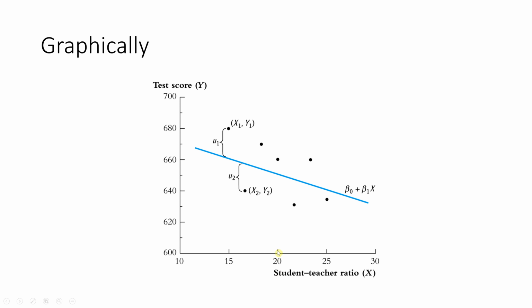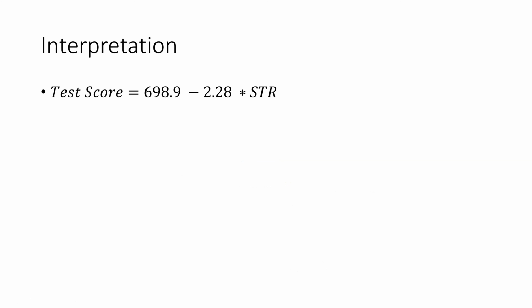In other words, if we went from 20 to 21, a 1 unit change in x, right? We go from here to here. How much has our test score changed? Okay, so if we run this regression, you have test score equals, we get an intercept, and I'll show you this output here in a minute, 698.9 minus 2.28, where 2.28 is our coefficient, times STR, student-teacher ratio.